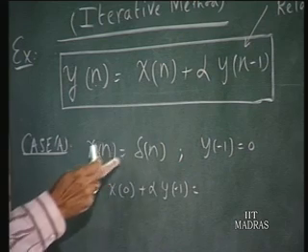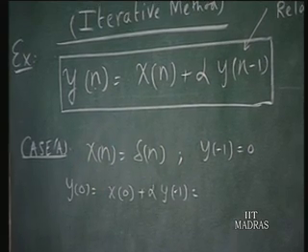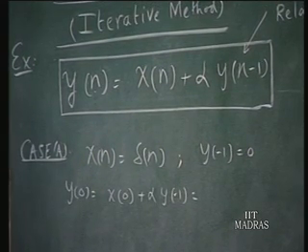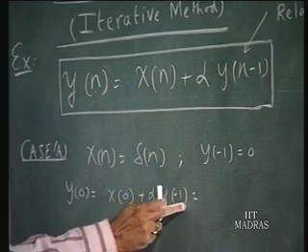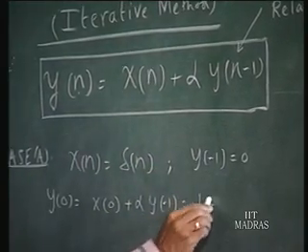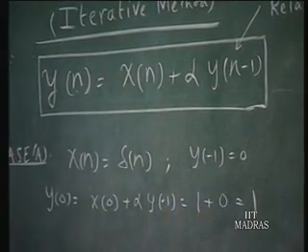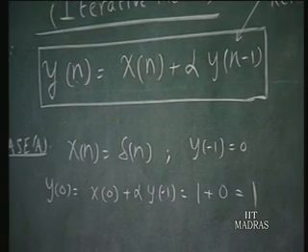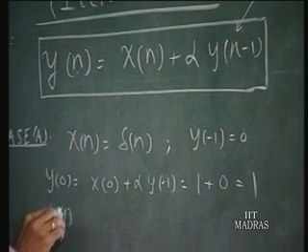x0 equals 1 because this is a unit impulse function. The unit impulse function has a value 1 at n equals 0. Alpha y minus 1 is 0, therefore this is 1 plus 0, which is equal to 1. Now we know y0, so we can calculate y1.